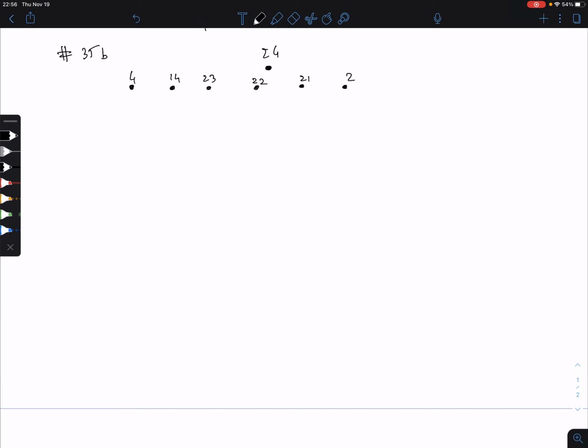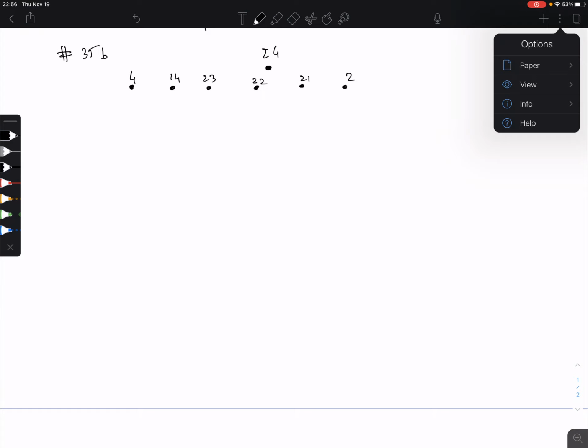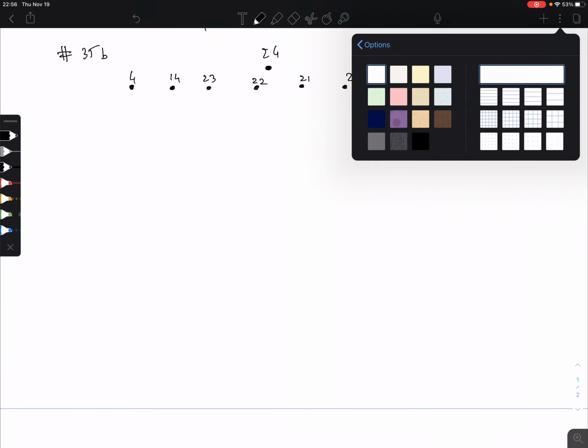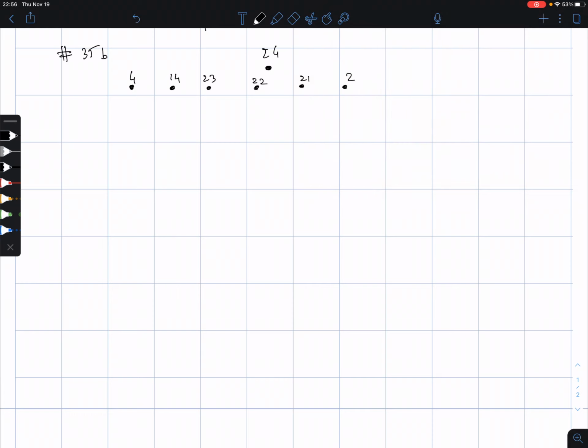Perhaps I should put them a little bit farther apart. So let me do this again. That's still not far enough, sorry. Let me do it one more time. That's better. Okay, so we put here 4, 14, 23, 22, 2, 2, 2, 1, and 2. Okay, so let's get rid of this now.